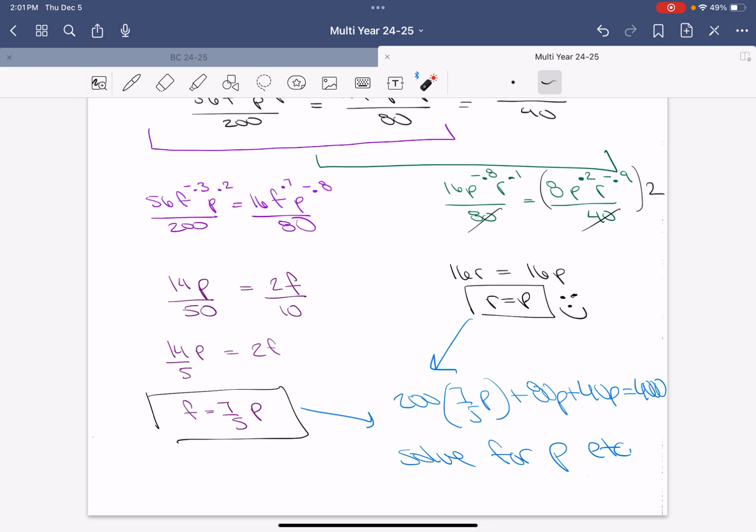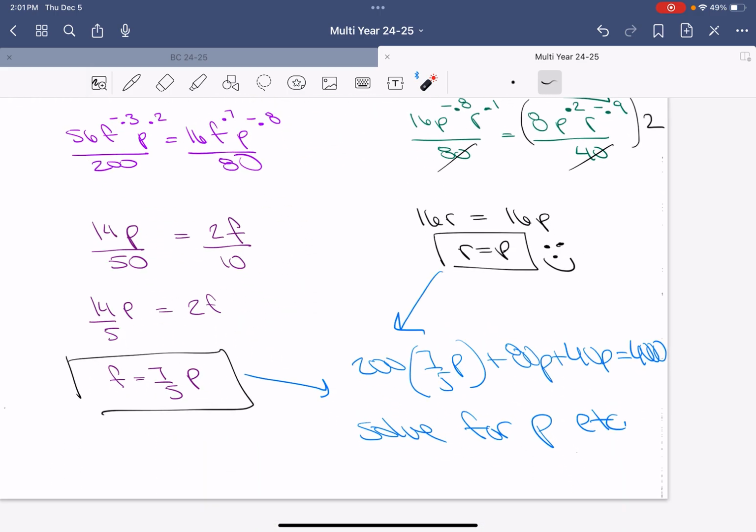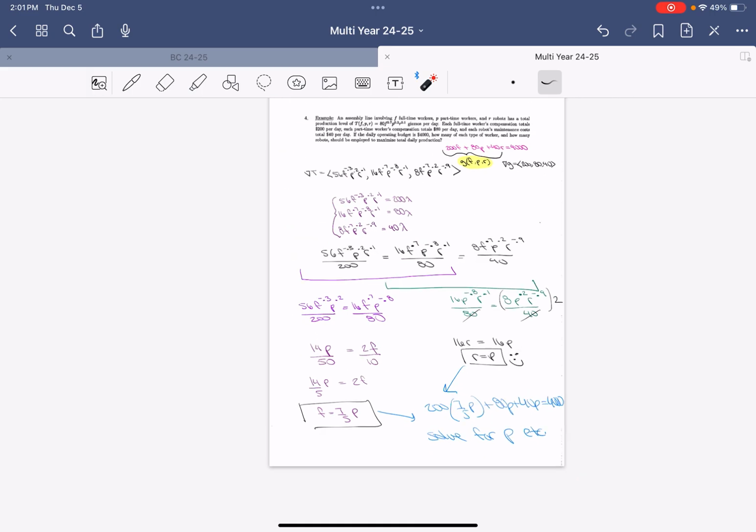And then what I did was I just subbed p, f, and r into the constraint equation here. So here's 200f plus 80p plus 40r equals 4,000. This will allow you to solve for p, which will then allow you to solve for r and to get f. And that, my friends, is it.